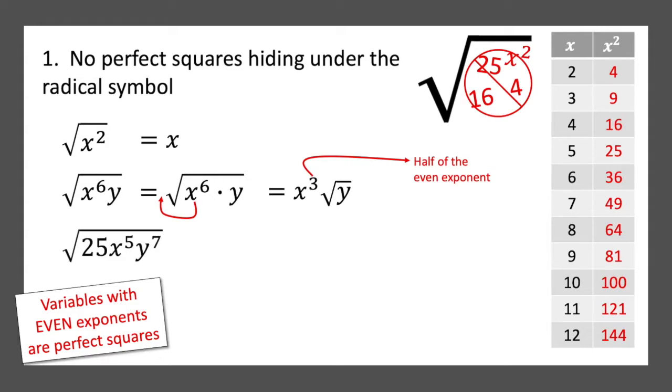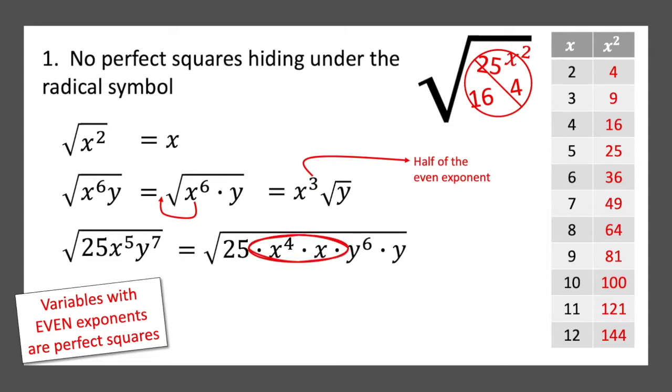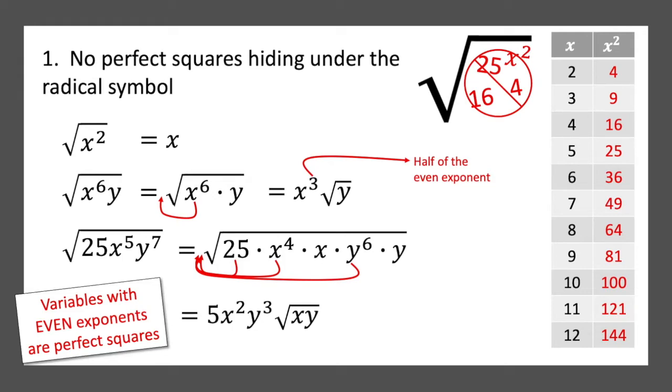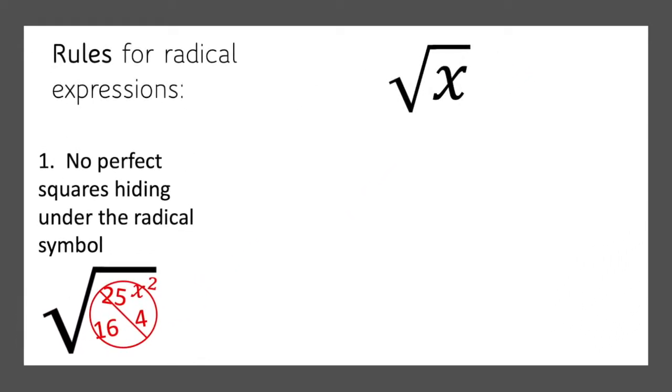Let's try another one. So the square root of 25 x to the 5th y to the 7th. I need to find perfect squares that are hiding in there. Well, 25 is a perfect square. And then I'm going to take that x to the 5th and break it up into an even exponent and an odd. So x to the 4th times x. Same with y. That y to the 7th, I can take y to the 6th times y. Now I can pull out each of these perfect squares. 25, x to the 4th, y to the 6th, and I get 5 x squared y to the 3rd times the square root of xy. So that's how rule number 1 works.